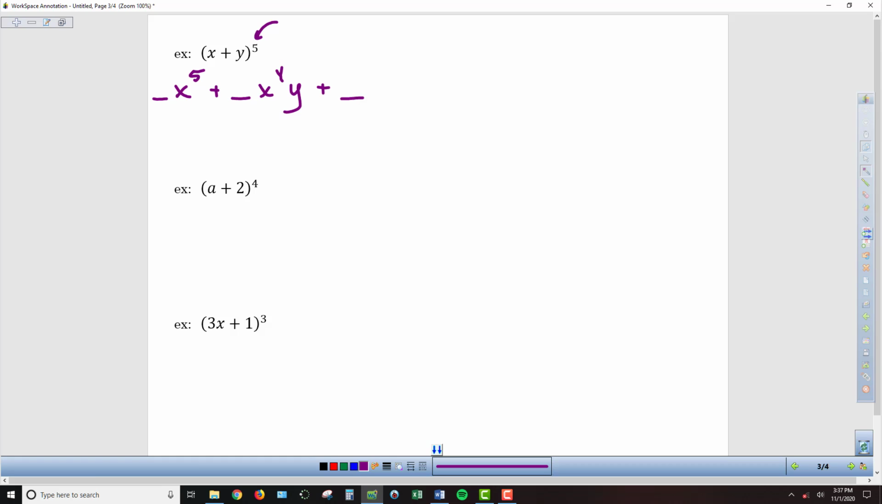So plus, I've got a space, x to the 3rd, y squared, plus, I leave a space for the coefficient, now it's x squared, y cubed. Again, the pattern continues, leave a space for the coefficient, x to the 1st, y to the 4th, and then finally, my last term, the x's are gone, and I just have a y to the 5th.